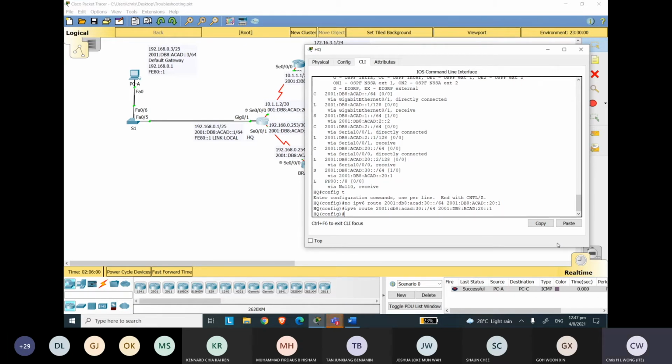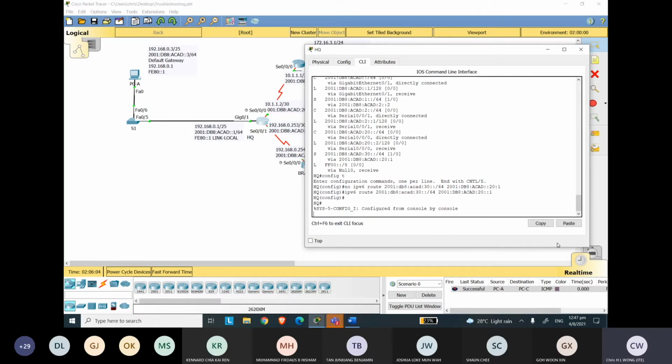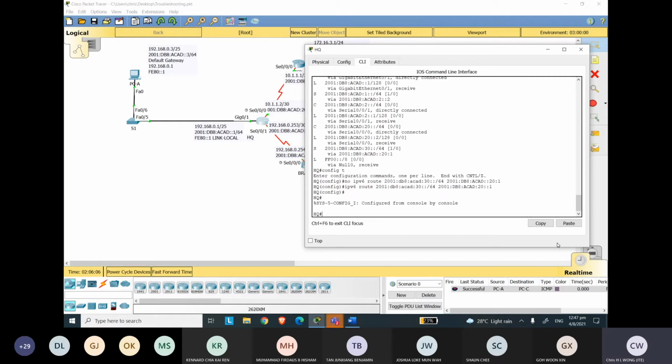Done. So I want you to double check. Get out from the configuration, everybody. Get out, Control C, then show IPv6 route again. Make sure everything's there. Show IPv6 route. Where is IPv6?